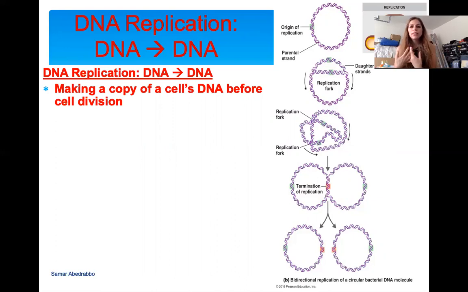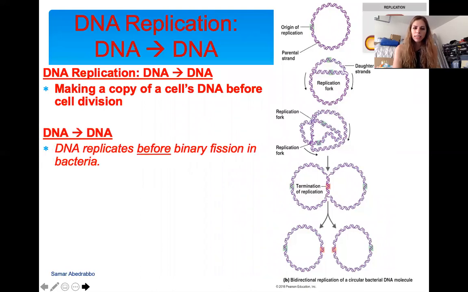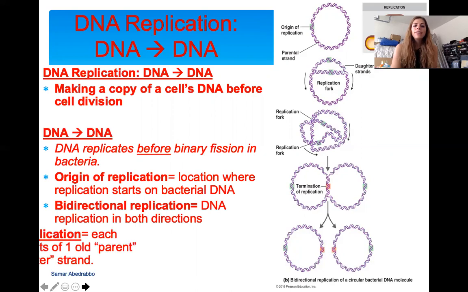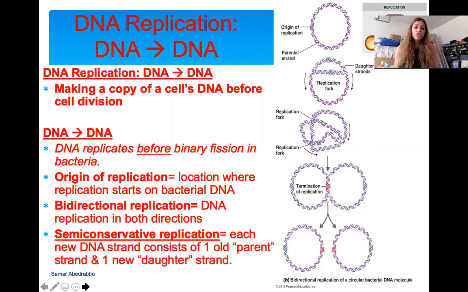For human cells, this is important because, for example, when you hurt yourself, your skin cells need to make more cells. They need to make a copy of the DNA. So this is DNA replication, and all it is is making a copy of the DNA. We're going to learn about this process. In bacteria, DNA replication happens right before bacteria divide or before binary fission. And the location where your DNA replication starts is called the origin of replication.